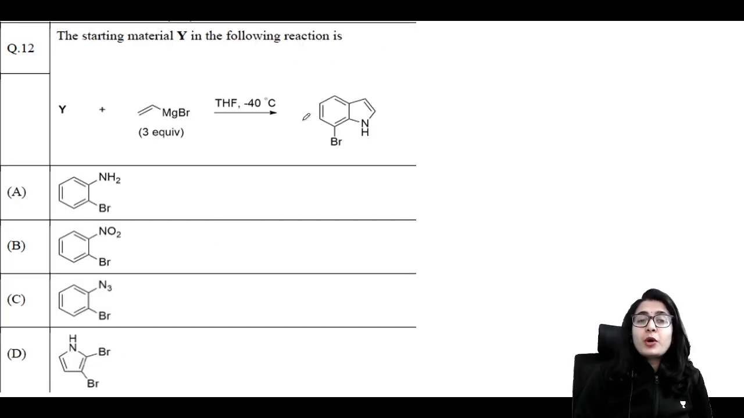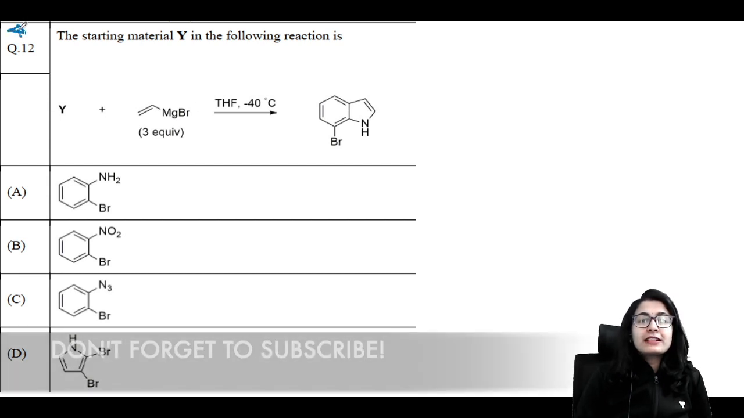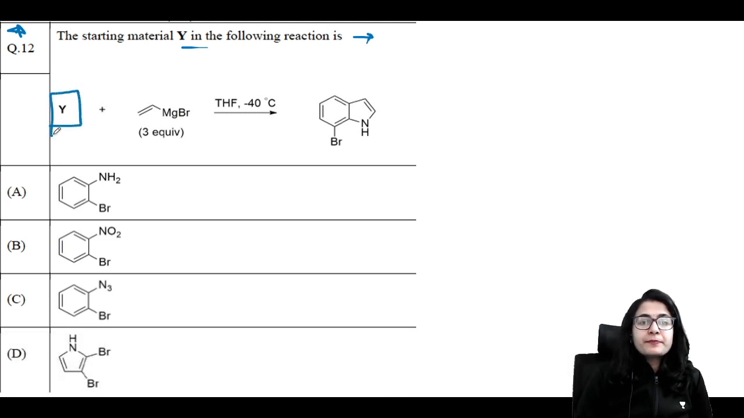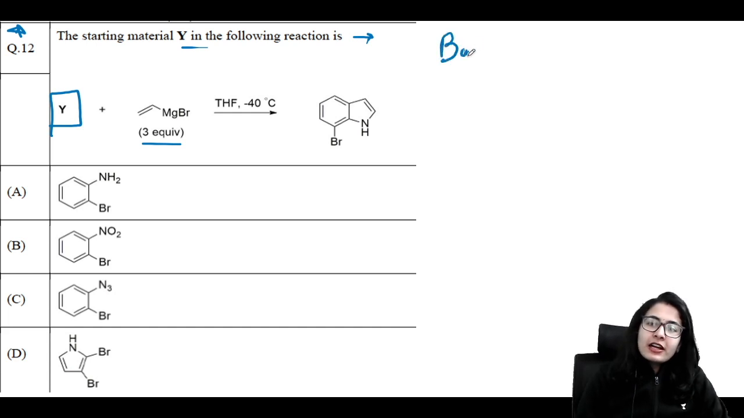Now another very important and confusing question, look over here, guys. The starting material Y in the following reaction is, so you have to give Y and three equivalents of vinyl Grignard, and that is going to give you indole. Now, which kind of indole synthesis is this? Is it a name reaction? Yes, there are actually many ways of synthesis of heterocyclic compounds. You cannot remember all of them, but if you just make a list of all in your notebook and revise one by one, then maybe you can remember a few of them. So this is Bartoli indole synthesis.